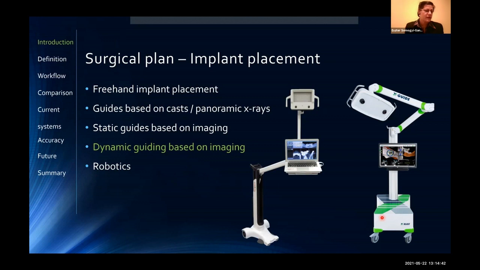And I have robotics on my list. I am going to talk very, very briefly about robotics, which I am not personally familiar with, but I think it's a very exciting new field to come.